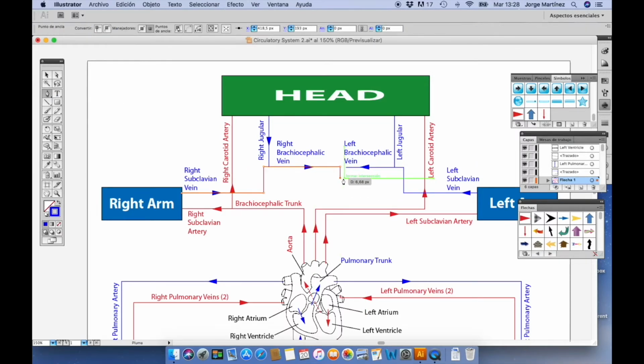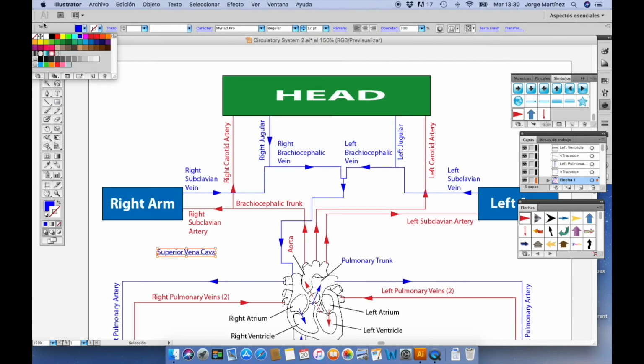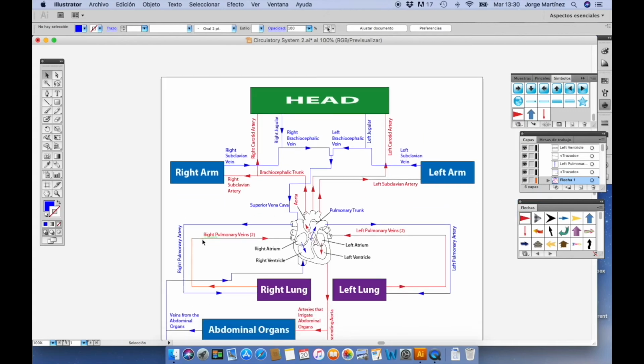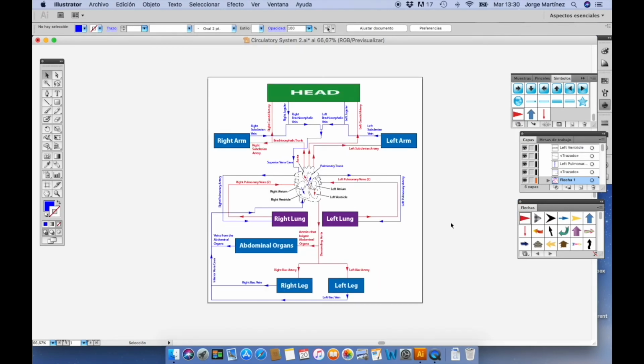And now the right brachiocephalic vein and the left brachiocephalic vein join, forming the superior vena cava. That is the vein that ends up in the heart. It ends up also in the right atrium, completing the circuit and completing the diagram.